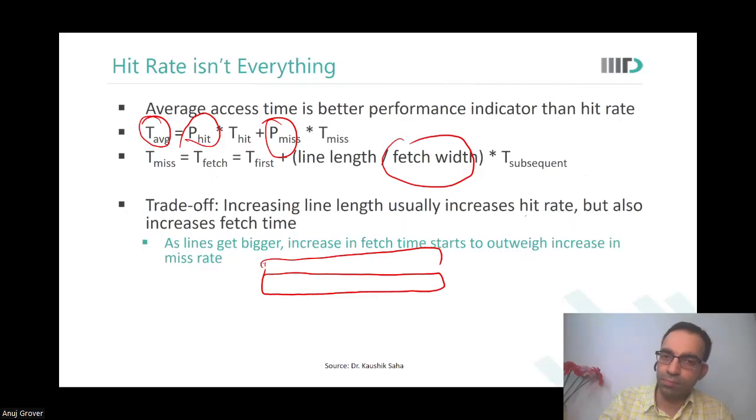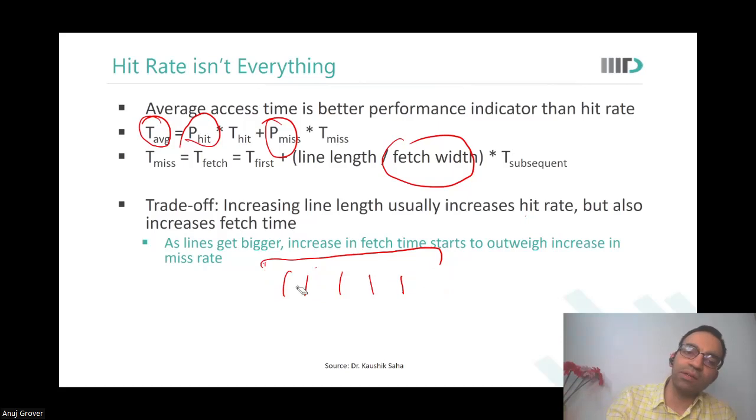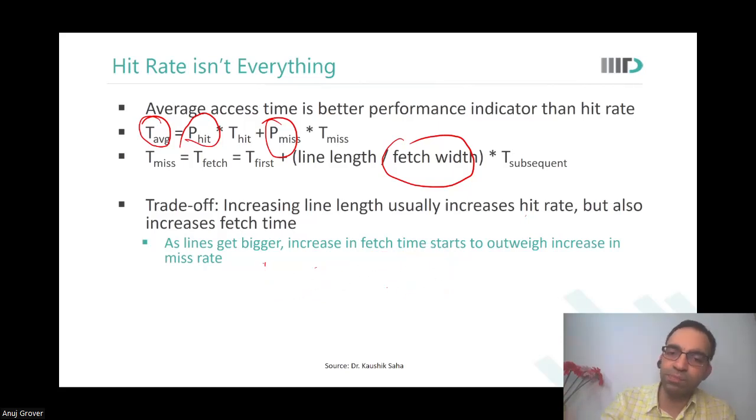Yes, sir. So the fetch width is the parallel transfer that it can. Fetch width is the parallel transfer. Yes. Isko thoda sa main, kyunki maine burst wala word introduce kar diya tha. Let me explain it a bit, little more.